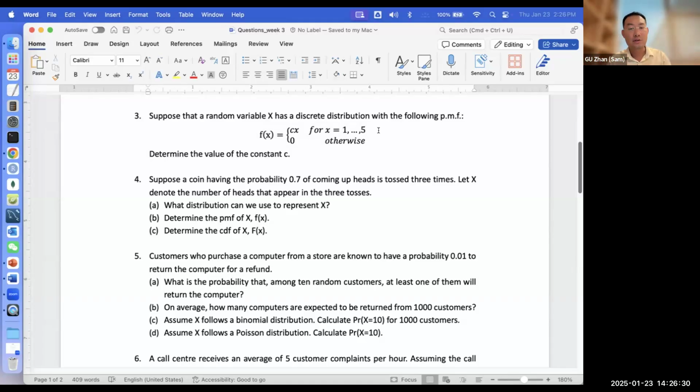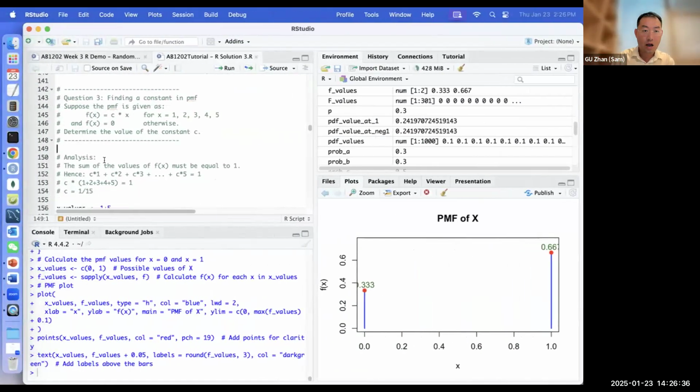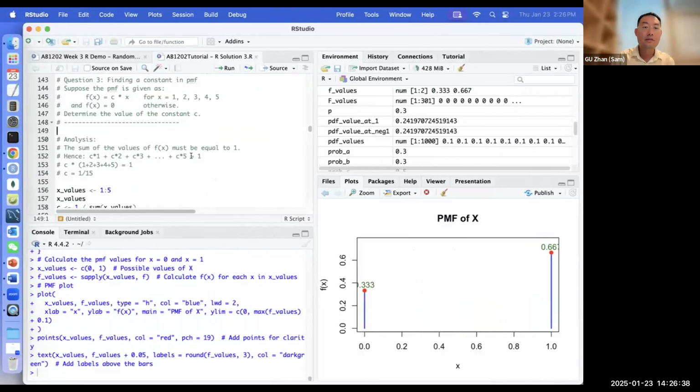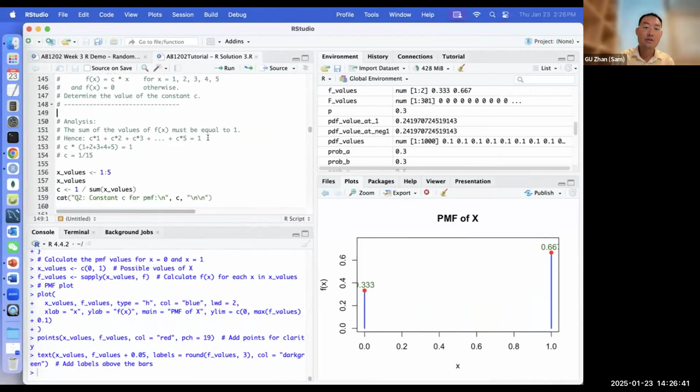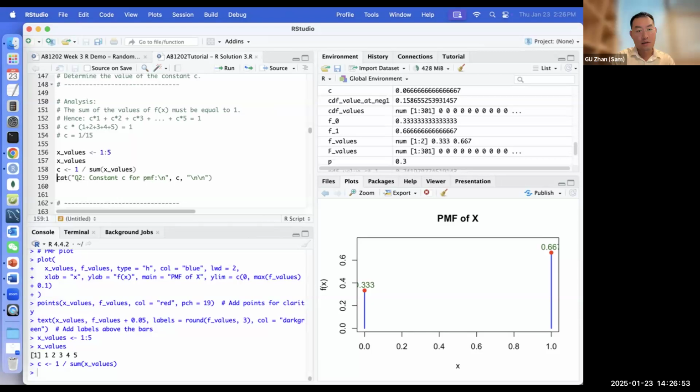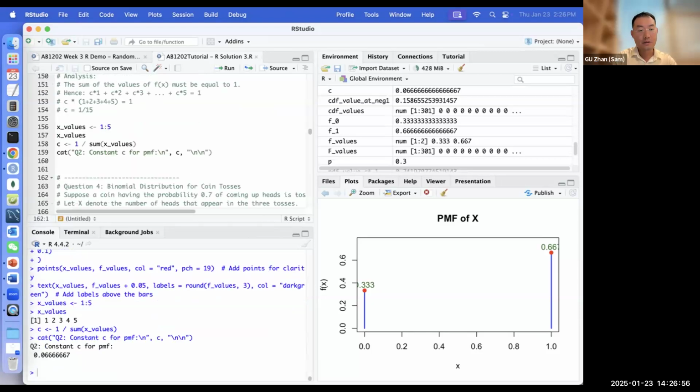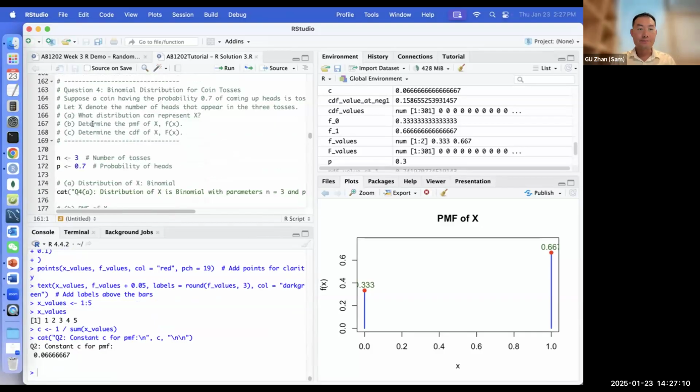Then all of them added together must be 1. Must be 1, right? So that means 1c, 2c, 3c, 4c, 5c. You add them together, it should be 1. So c times 1 plus 2 plus 3 plus 4 plus 5 is 1. So c equals 1/15. So that's the 1/15. So the constant c for PMF is 0.06666. Look at the c value.